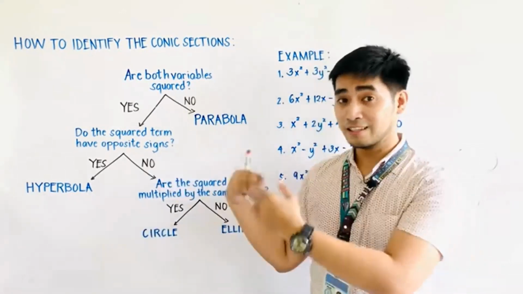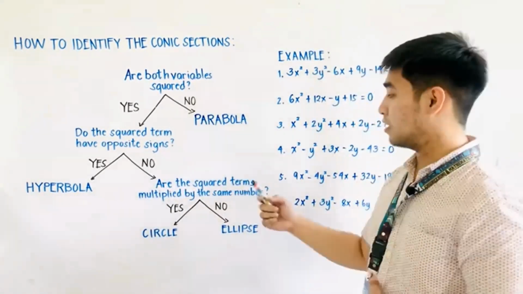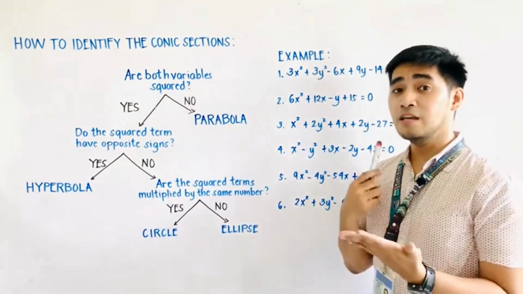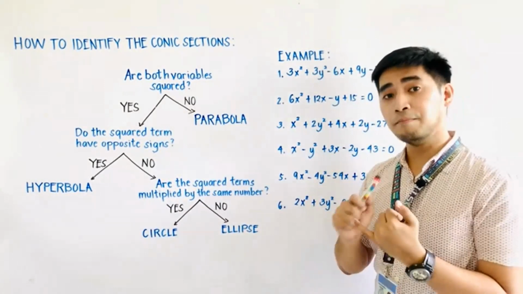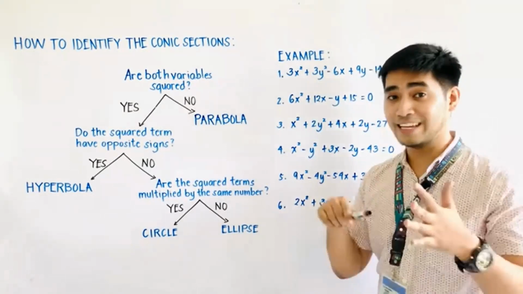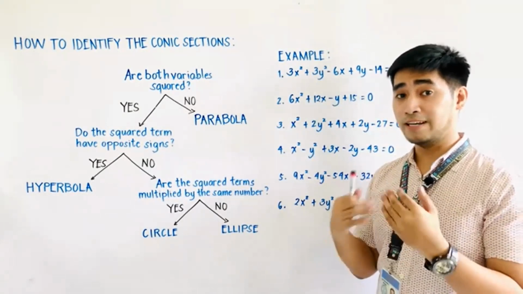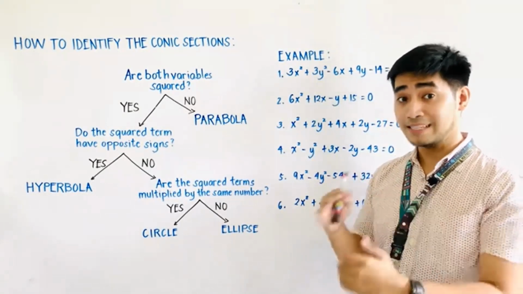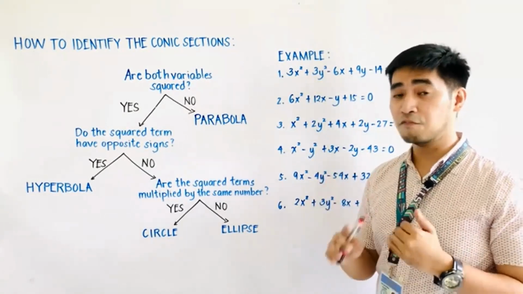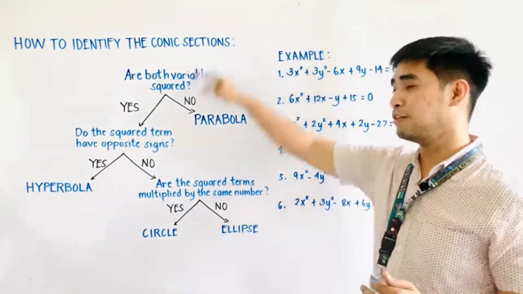If it is not, you need to ask yourself another question: are the squared terms multiplied by the same number? If the positive squared terms are multiplied by the same number, therefore it is a circle. If your answer is no, it is an ellipse because the coefficients of the variables of an ellipse should not be the same. For the circle, it should always be the same numerical coefficient for x squared and y squared. So let us now try to apply what we have learned from this guide.